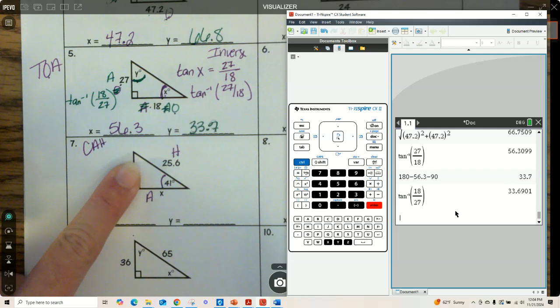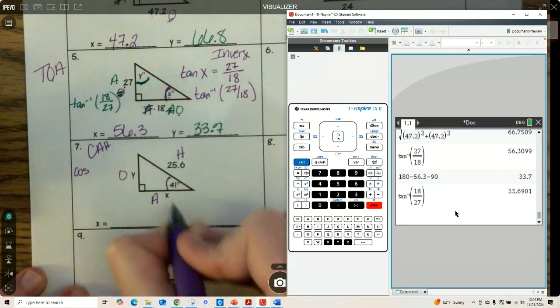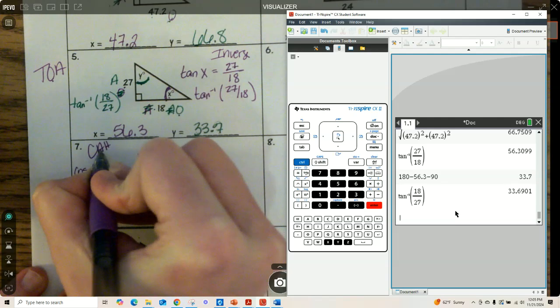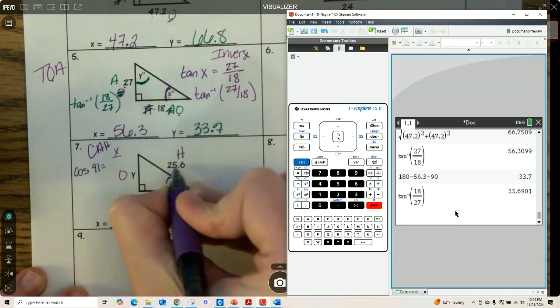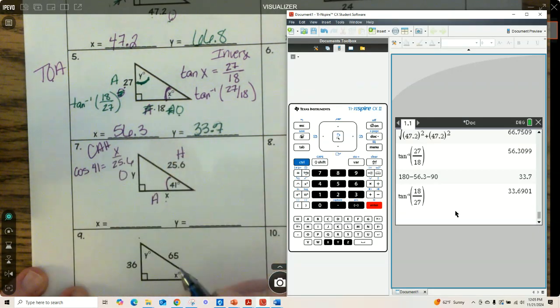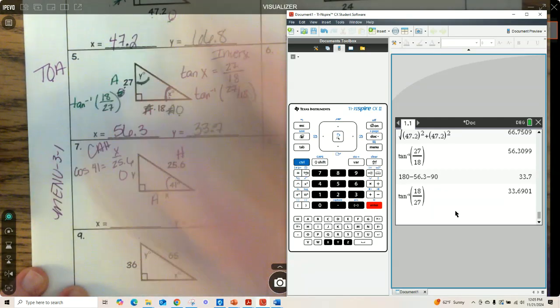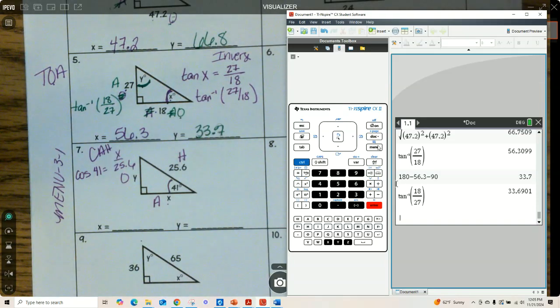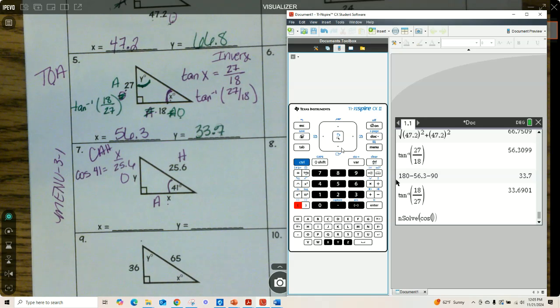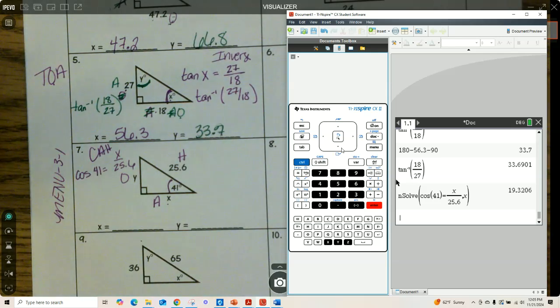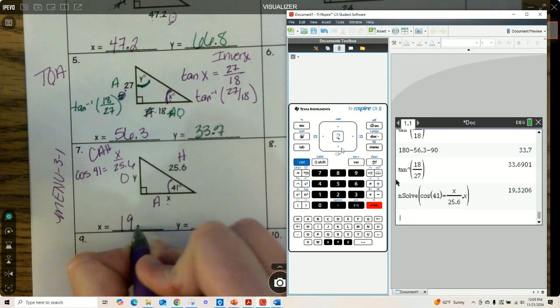is cosine. So cosine of the angle is adjacent, which is x, over the hypotenuse. And so if you need that little note to remember, anytime we're finding the sides, we use the menu 3-1. All right, so cosine of 41 equals x divided by 25.6, comma x. 19.32 would be 19.3.